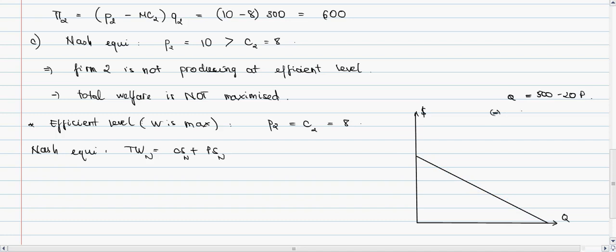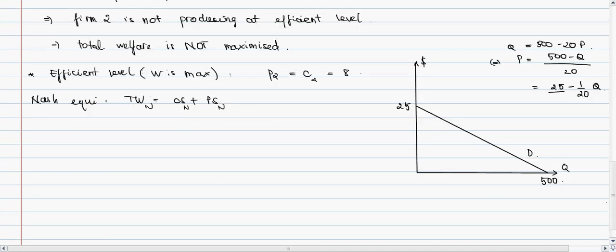So if I rearrange this, I'll get P equal to (500 minus Q) on 20, and that will just give me 25 minus 1 on 20 Q. Alright, so I know that the vertical intercept is going to be 25 and the slope is going to be equal to negative 1 on 20. So the horizontal intercept will be 500. Okay, so this is my market demand.